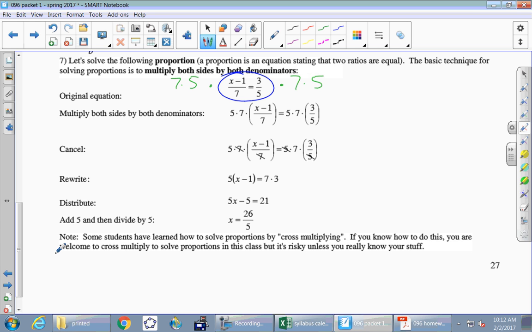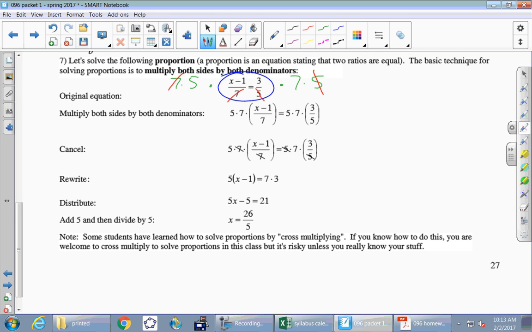On the left-hand side, what cancels? The 7. Don't multiply 7 by 5. Definitely don't distribute the 7 into the x minus 1. We put the 7 up there specifically so we could do that. So anything you do with the 7 other than crossing it off immediately is heading you down a bad path. And on the right-hand side, what happens? The 5's cancel. That's why you put the 5 there.